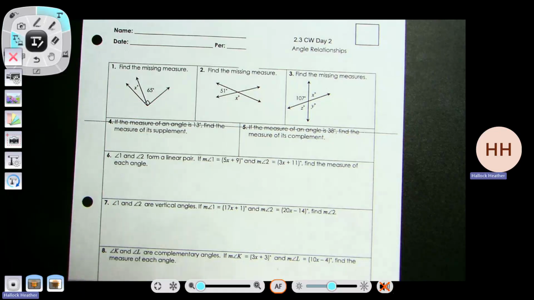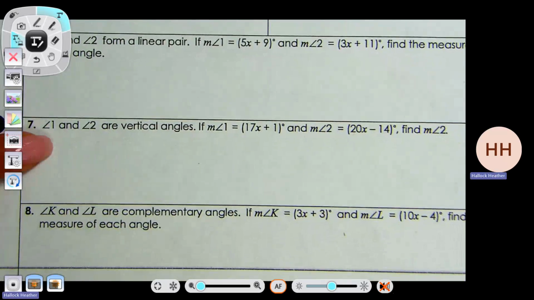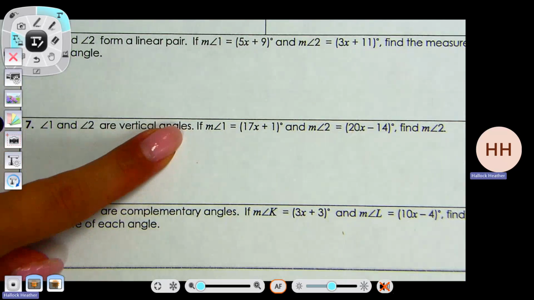So number 7. Number 7 says angle 1 and angle 2 are vertical angles. If the measure of angle 1 is 17x plus 1 and the measure of angle 2 is 20x minus 14, we have to find the measure of angle 2.